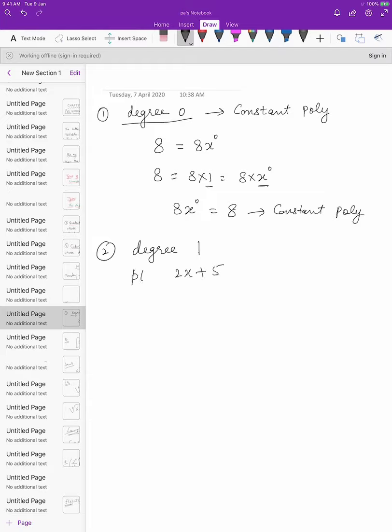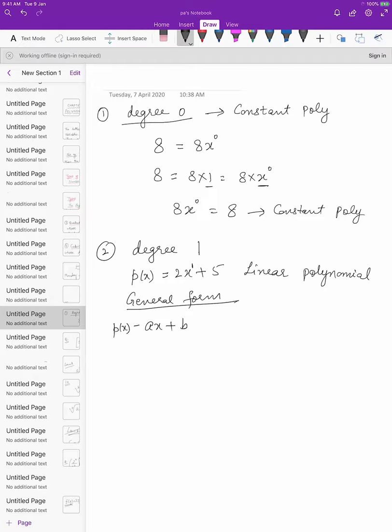If I take a polynomial and the degree here is 1, as you can see, the degree is 1, this is known as a linear polynomial. Any polynomial whose degree is 1 is known as a linear polynomial. Now, what is the general form of a linear polynomial? I can write it as ax plus b.